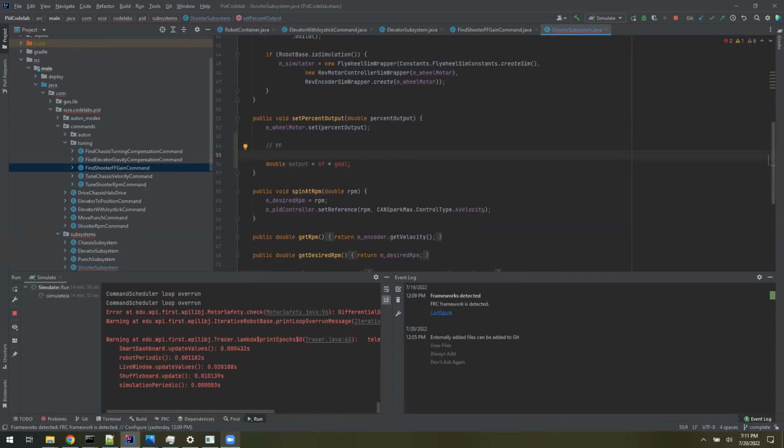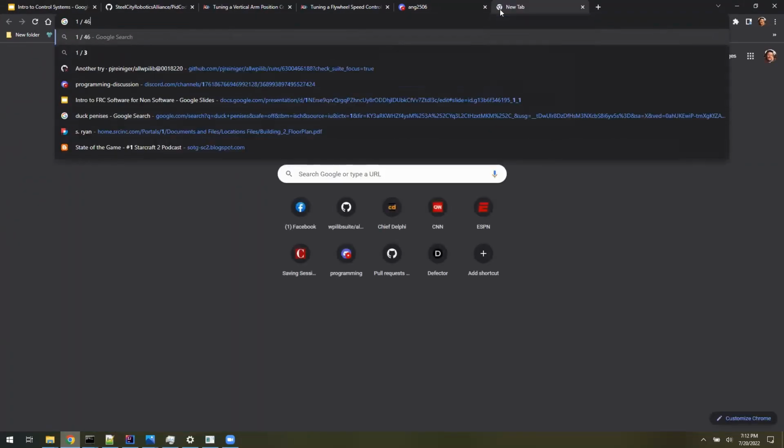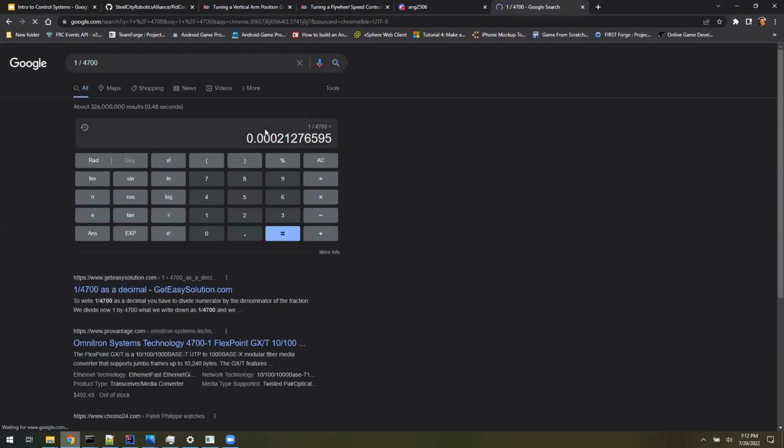Yeah, we're trying to solve for a KFF though. So I want KF equals something, so rearrange the equation. Output over goal looks correct. So if we were to do that, that's 1 over 4,700. Boom, this is probably a pretty good KFF.